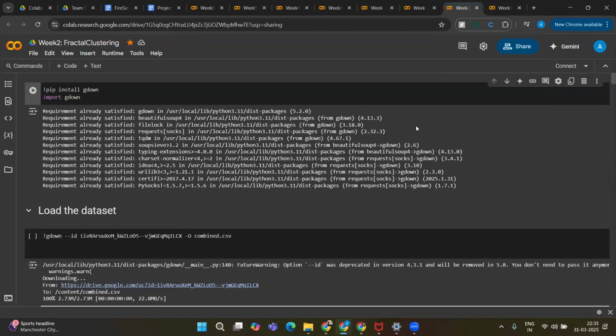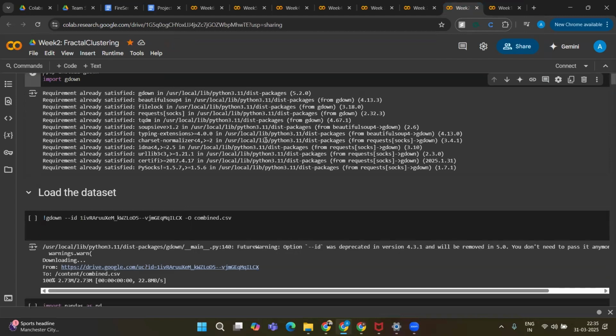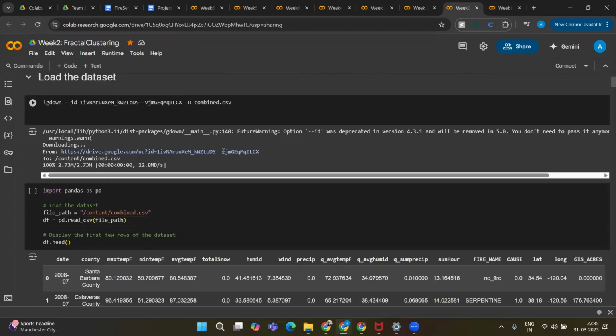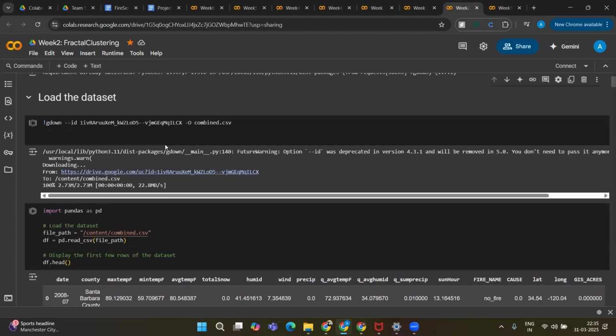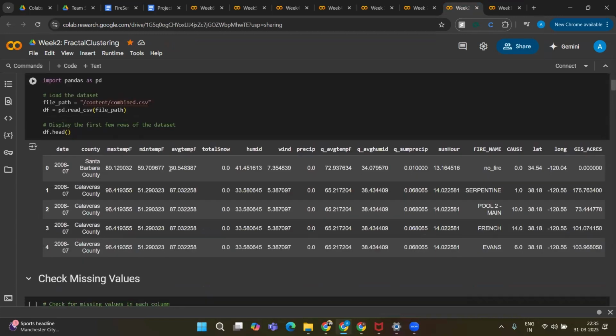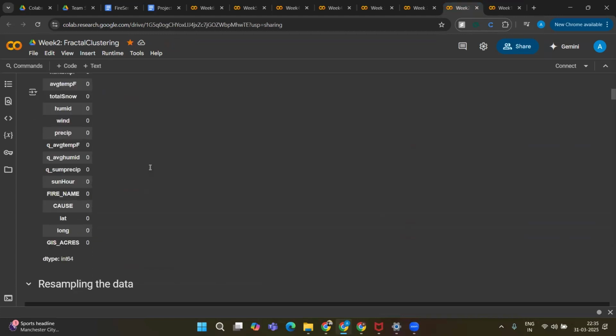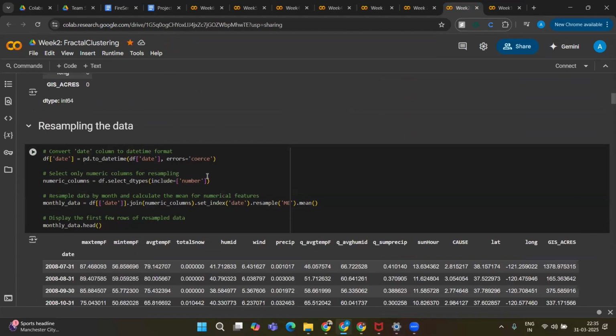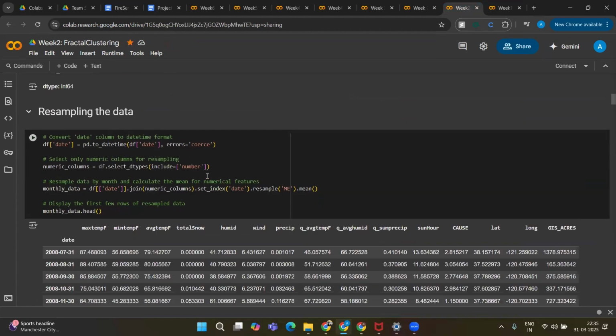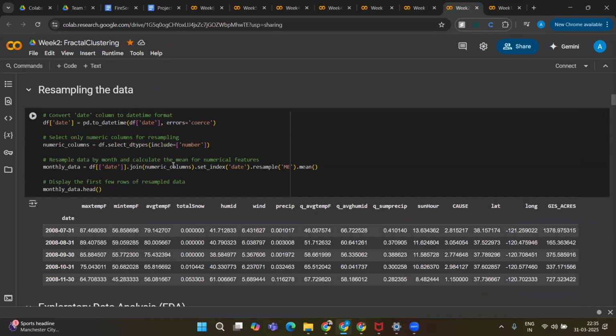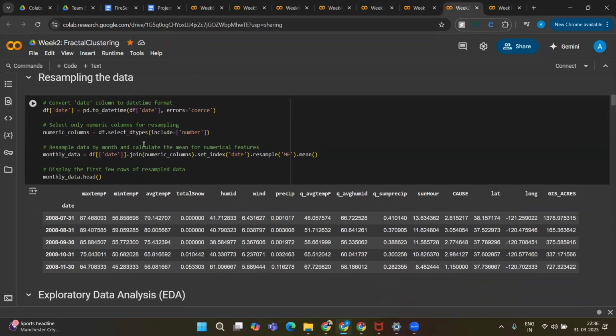So I would like to move on to the second week assignment where we did fractal clustering. So here, this is what we did. The first thing we did was loading the data set, which is coming from our Google Drive, as you can see. And then we're checking the missing values. And then resampling of the data is done here, where we converted the date column to date time, and a few other things.